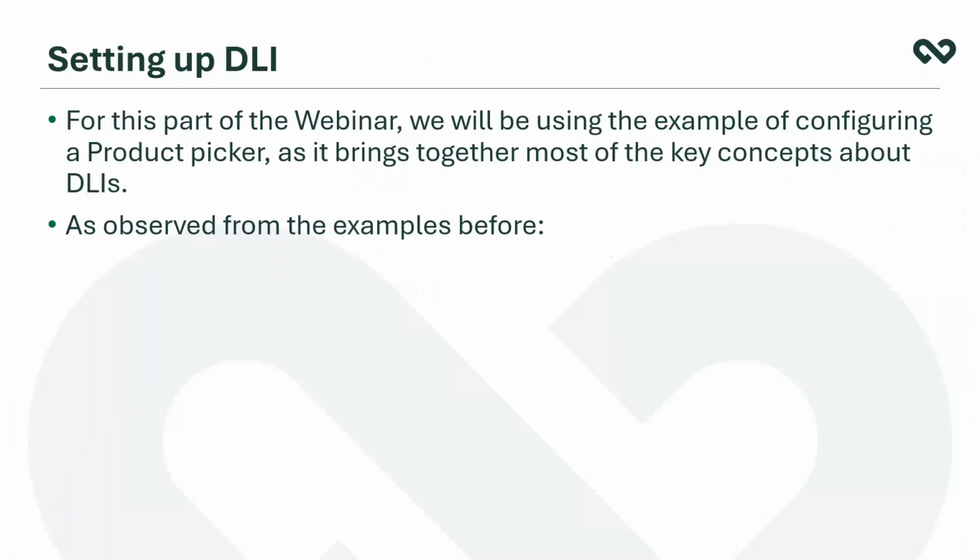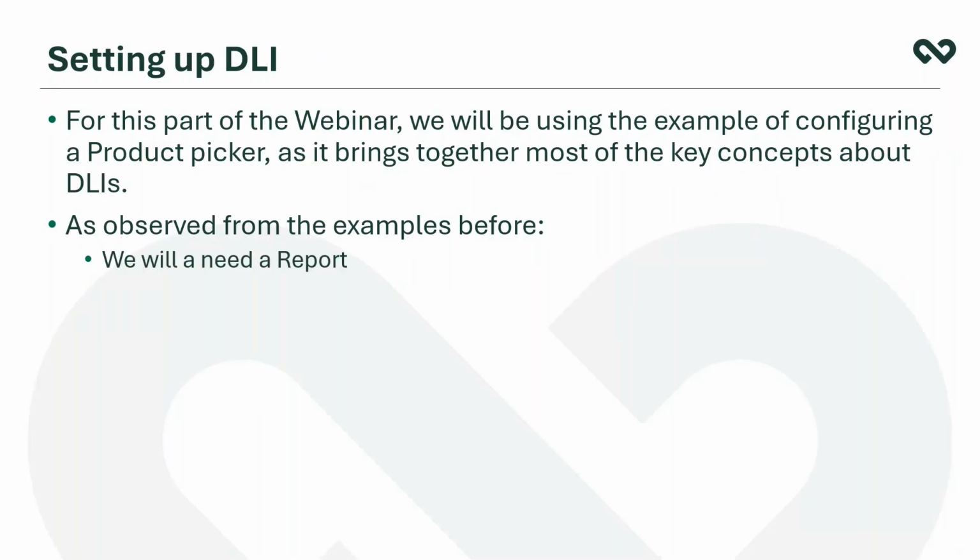And much like the previous examples we have seen so far, we'll be configuring a similar DLI. We'll be configuring a DLI within Workbooks. And the reason why we have chosen the product picker is because it's a great example of how a DLI can be used effectively, and it ties in most of the key concepts about DLIs.